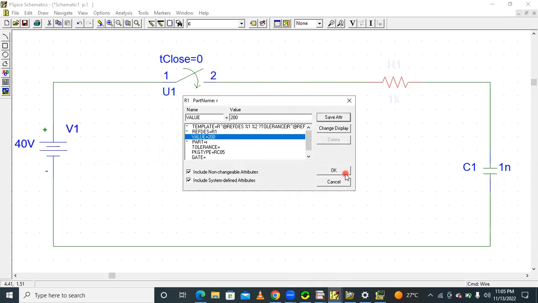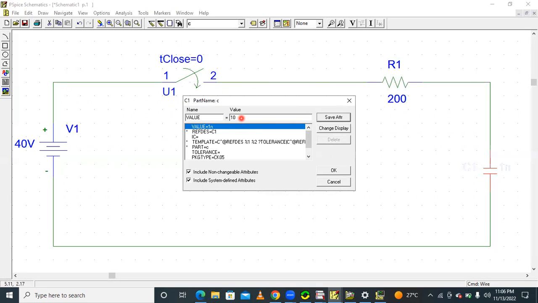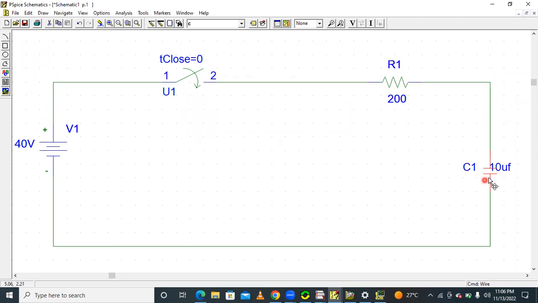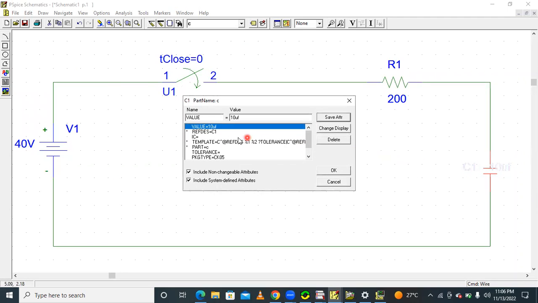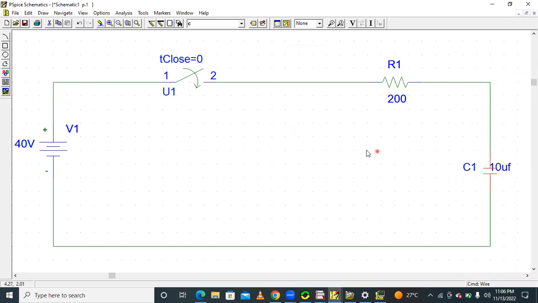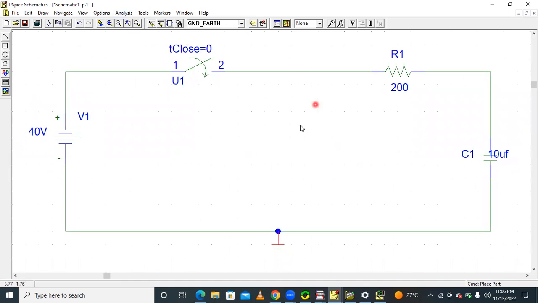And capacitance C is equal to 10 microfarads. Also the initial condition: IC is the initial condition, which is equal to 0 volts. And connect one ground here. Place one ground and connect it like this.